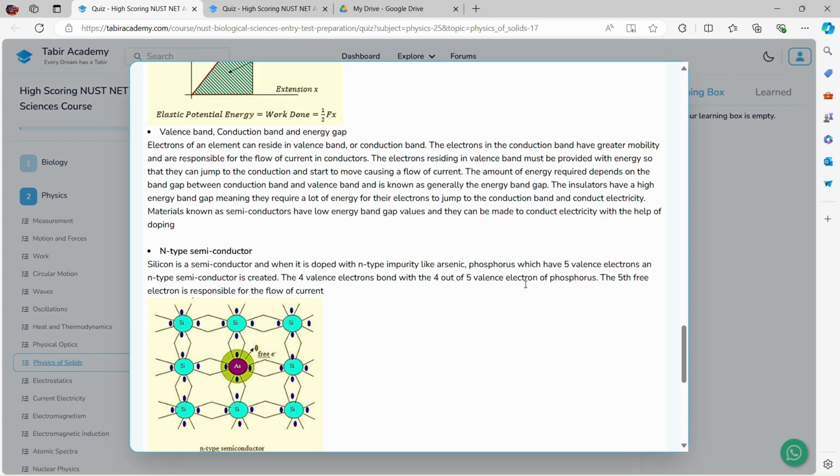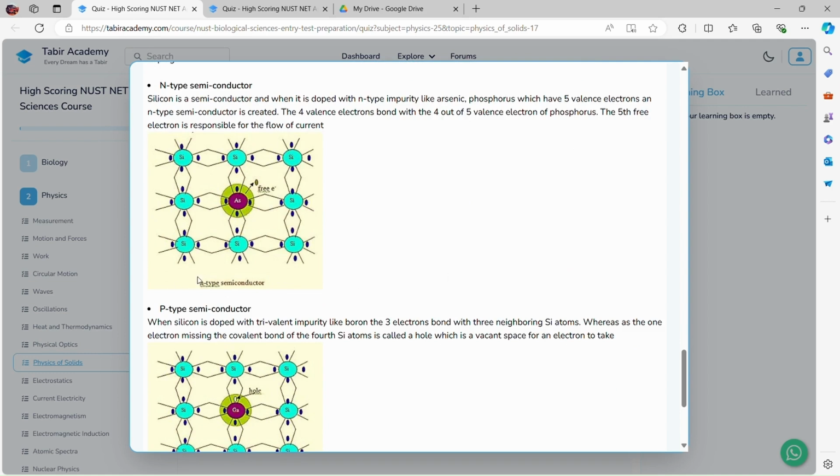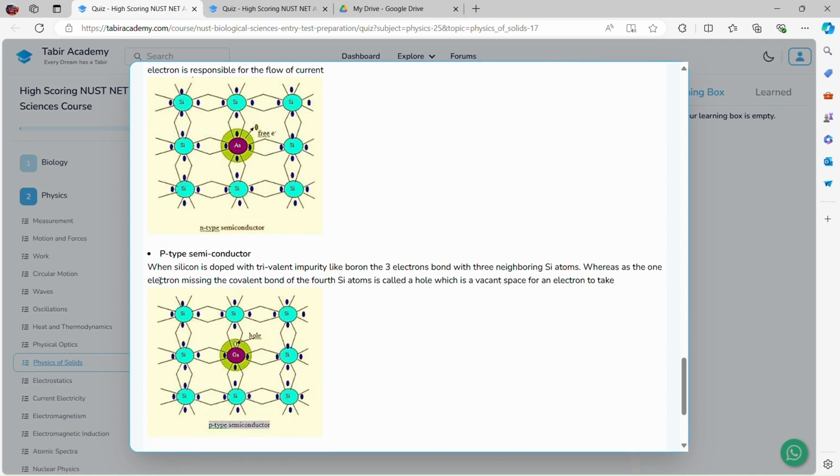The 4 valence electrons of silicon bond with 4 out of 5 valence electrons of phosphorus. The fifth free electron is responsible for the flow of current. This is an N-type semiconductor.